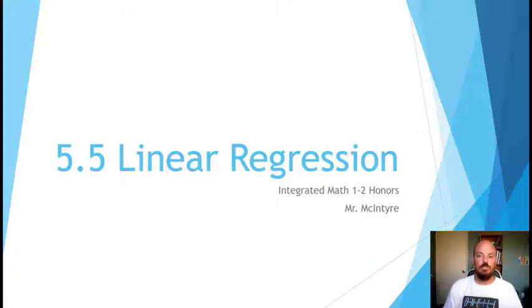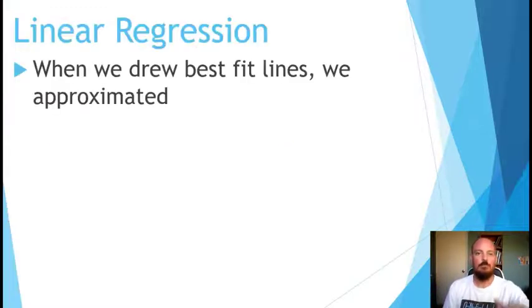All right, today we're going to talk about linear regression. This is section 5.5 from our book. Now, what we've been doing is we've been talking about scatter plots and best fit lines. And when I had you guys draw a best fit line the first time, I said there's no one perfect answer, just as best you can try to find the line that fits the points.